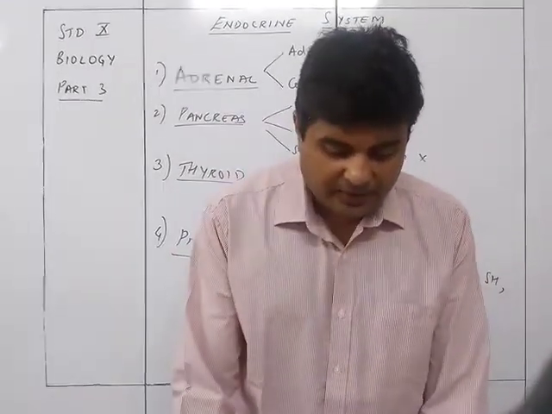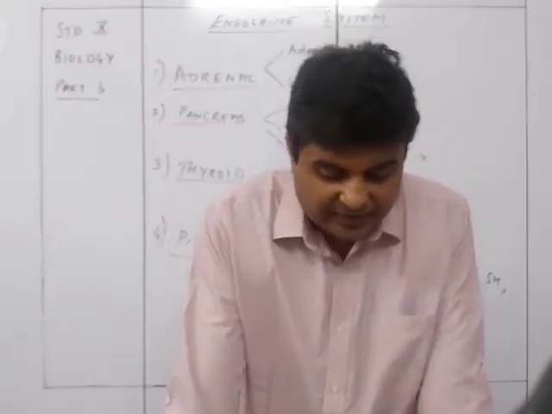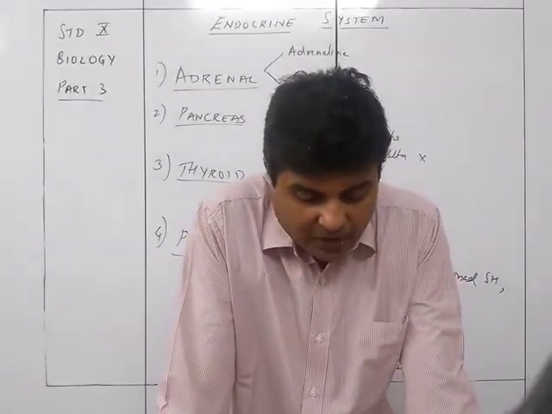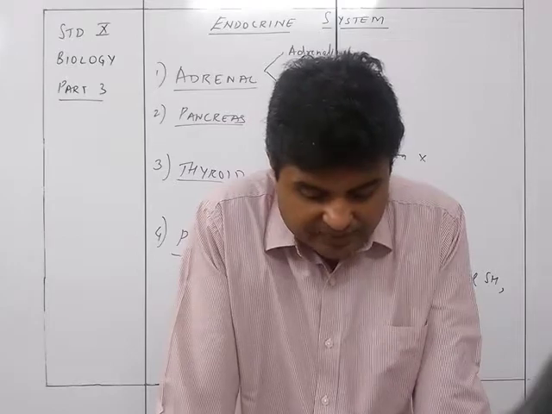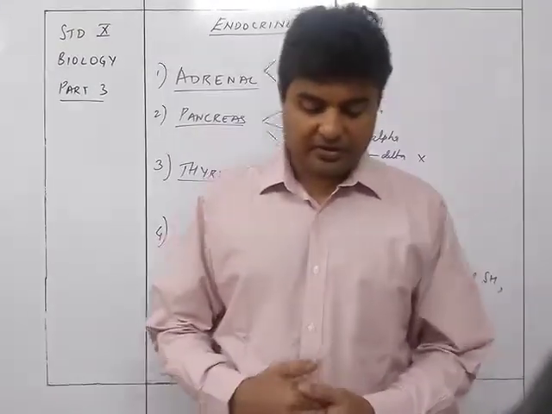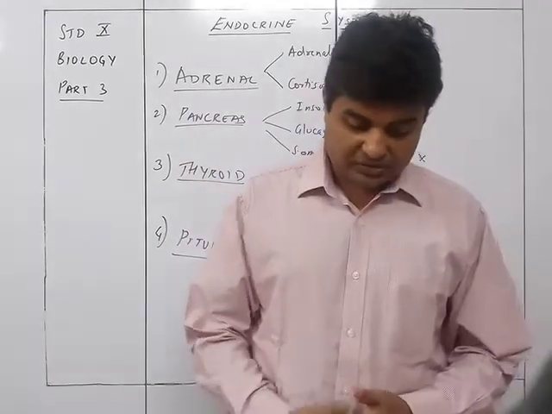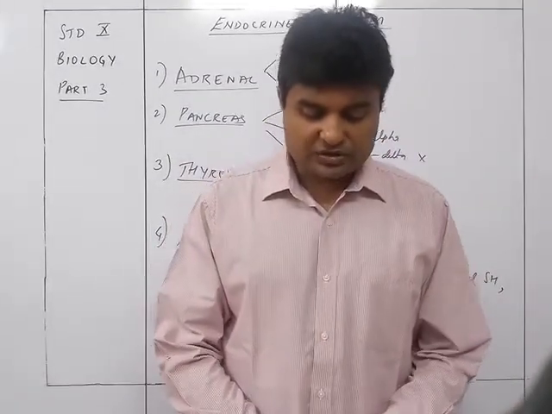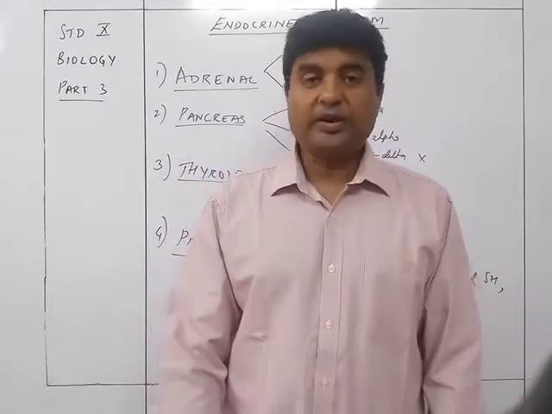Posterior pituitary: vasopressin increases reabsorption of water from the kidney and causes contraction of blood vessels, causing a rise in blood pressure. Undersecretion causes diabetes insipidus, and oversecretion causes elevation of blood pressure. Oxytocin causes contraction of uterine muscles during childbirth.